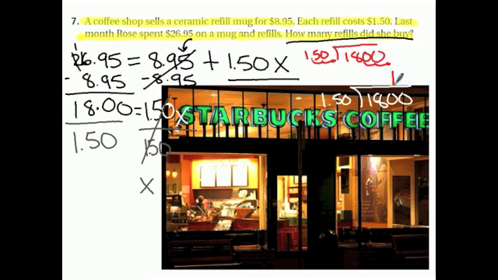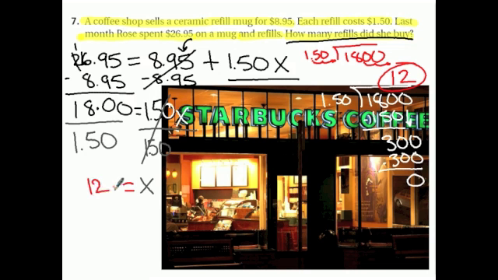1 times 150 is 150. 180 minus 150 is 30. Bring down this 0 right here. 150 goes into 300 2 times. 2 times 150 is going to get us that magical 300 number. So at this point, it's looking like Rose has purchased 12 refills in her mug. She's gone to the coffee shop 12 times. So we're going to say that x is equal to 12 over here.